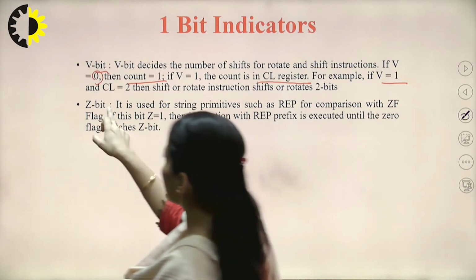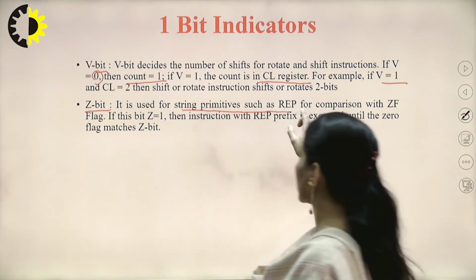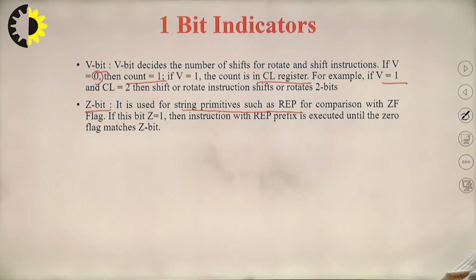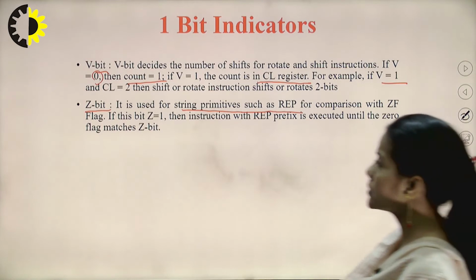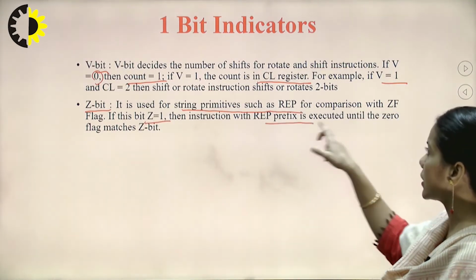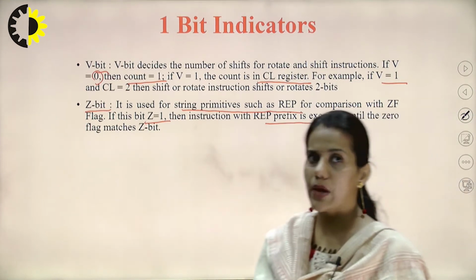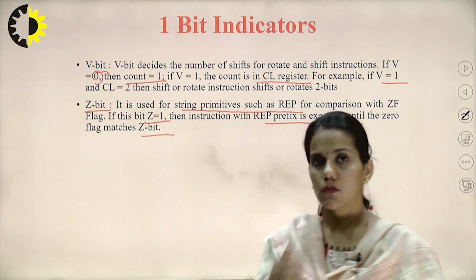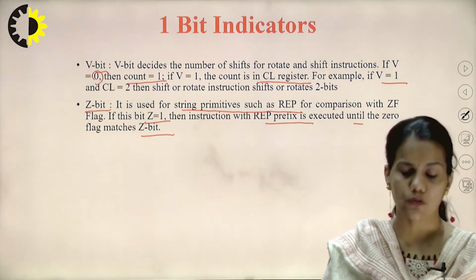Next bit is the Z bit. It is used for string primitives such as repeat, REP, for comparison with the zero flag. If this bit is 1, then the instruction with the repeat prefix is executed until the zero flag matches this bit. So in this way, this Z bit is used for string operations.